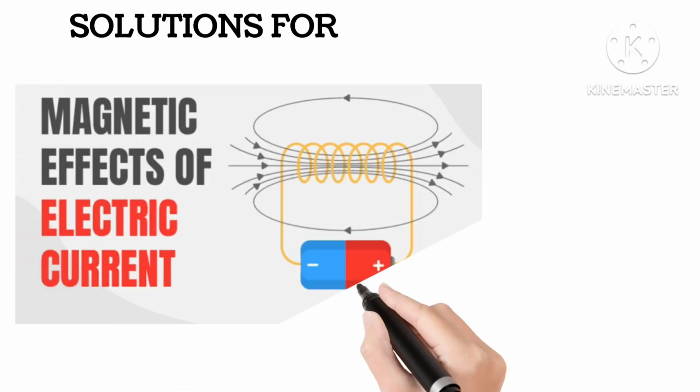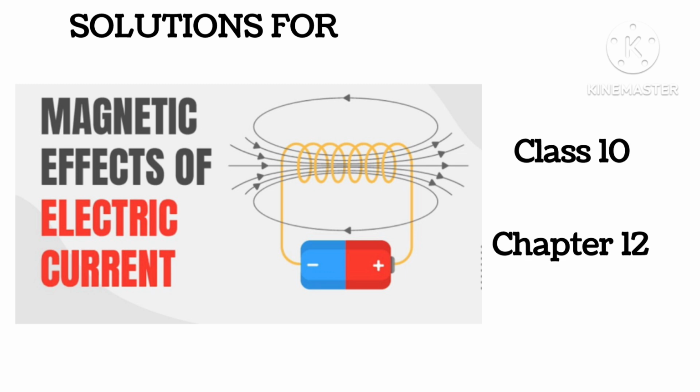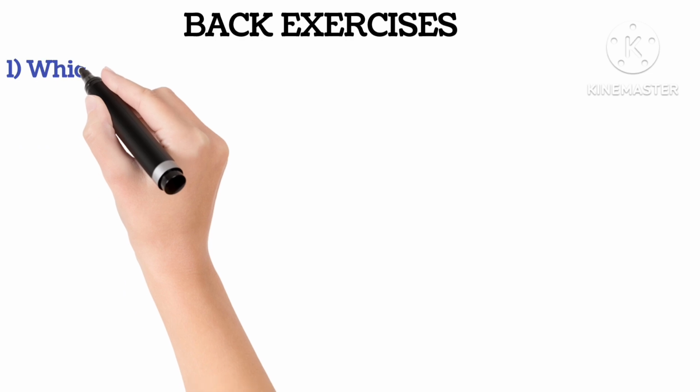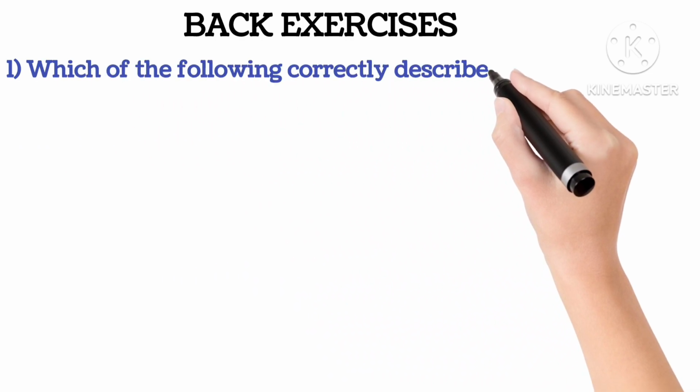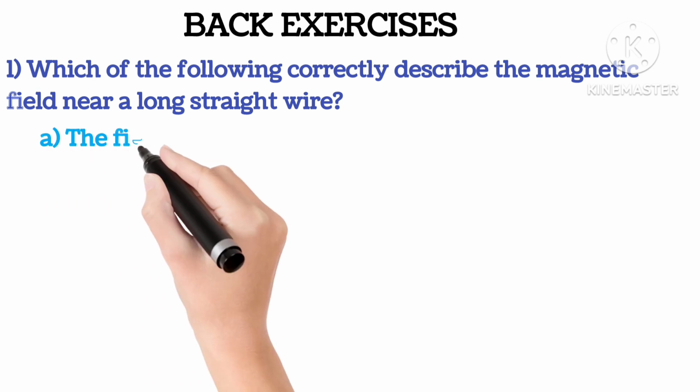Solutions for Magnetic Effect of Electric Current, Class 10, Chapter 12, Part 2. Back exercises. Which of the following correctly describes the magnetic field near a long straight wire?